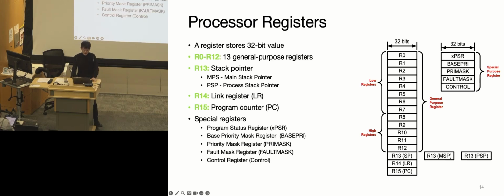And some of the other special registers, like the program status register, are mainly used in our case so far in interrupts. So just be aware of that, and a few other things that might not be as important, but just be aware that these registers exist, and that they're different from R0 to R12. Any questions on the registers here?